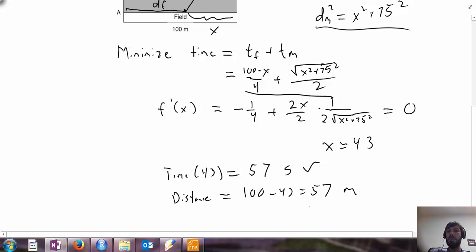Now, how do we know that this is a min and not a max? Well, we have a closed interval here, so we could plug in x is 0 and x is 100 into this function and check those. And in both cases, you get something that's larger than this. So it stands to reason that this is going to be the minimum over the interval.